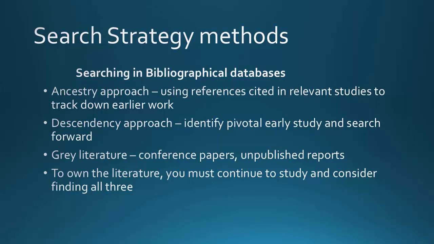So you can use an ancestry approach. This is where you might go back and use references cited in relevant studies to find other earlier work, okay? You could use a descendancy approach, where you say this is the key study, and then that's a little more pivotal, and then you search forward from that. You could get into that gray literature, and then remember, to own the literature, you just have to continue to study it and really consider using all three approaches at some point, okay?